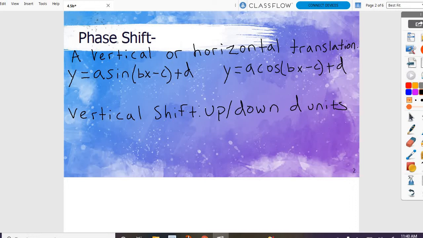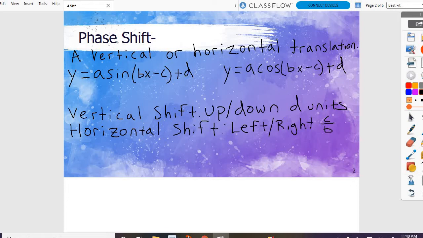Now for your horizontal shift, it's a little different because it's on the inside. And what else is on the inside of our trig function? B. So B is going to affect it as well. So we're going to go left or right C over B units. And we'll look at why that's the case in just a bit.